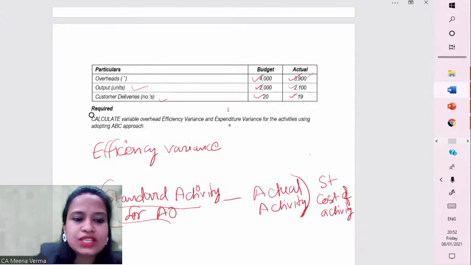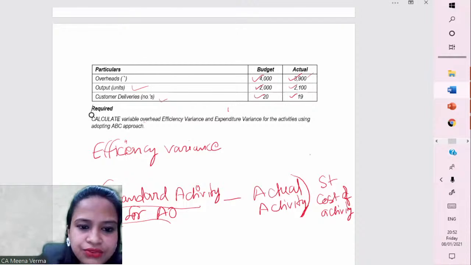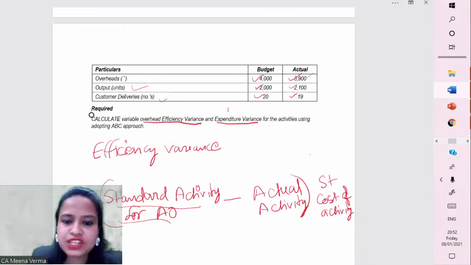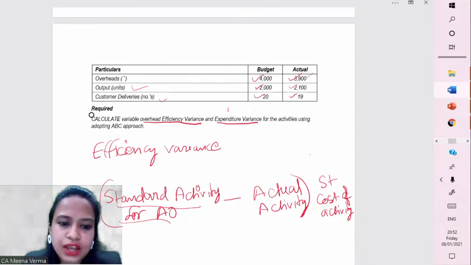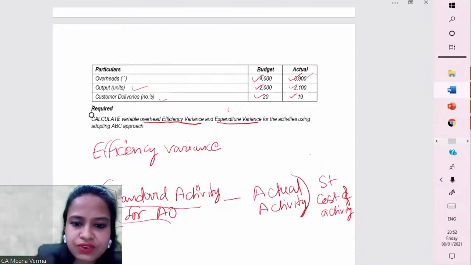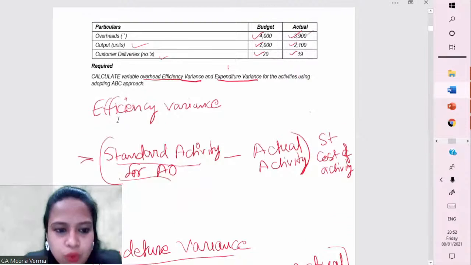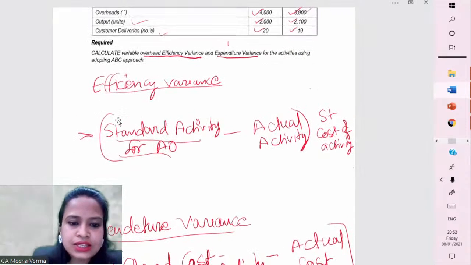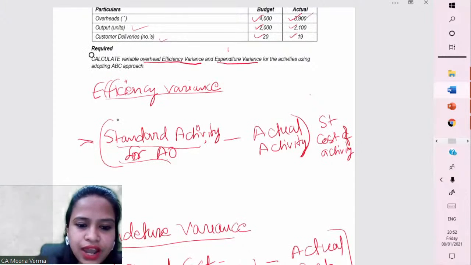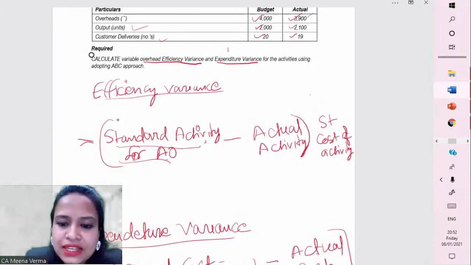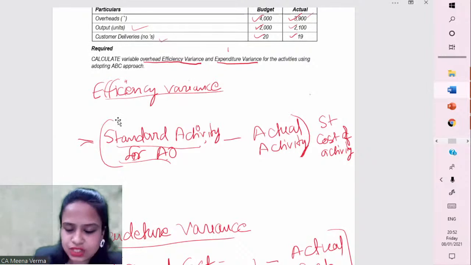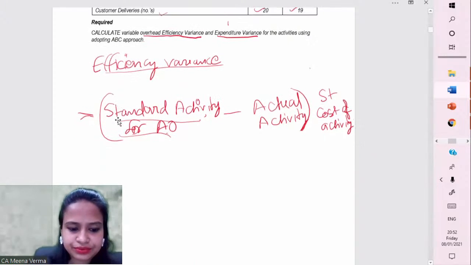Now in this question they ask you to calculate the variable overhead efficiency variance and expenditure variance. What is the formula for calculating the efficiency variance? The standard activity for actual output minus actual activity, into standard cost of activity. So this is the formula we have.